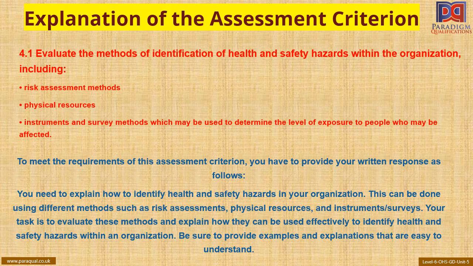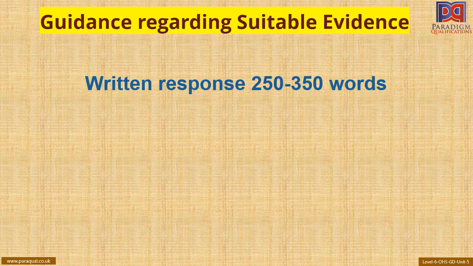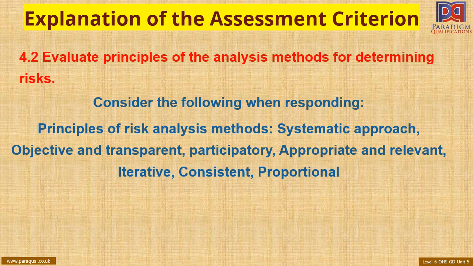You need to explain how to identify health and safety hazards in your organization. This can be done using different methods such as risk assessment, physical resources, and instrument surveys. Your task is to evaluate these methods and explain how they can be used effectively to identify health and safety hazards within an organization. Be sure to provide examples and explanations that are easy to understand. Your response must be between 250 to 350 words.